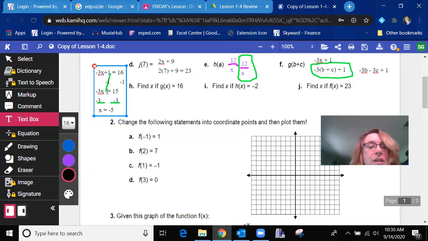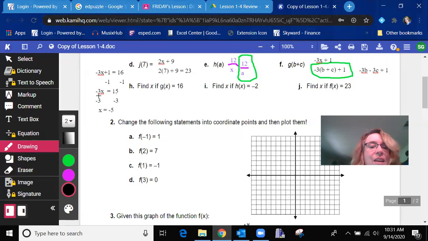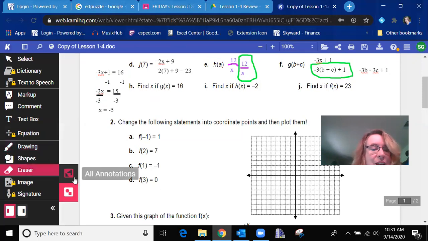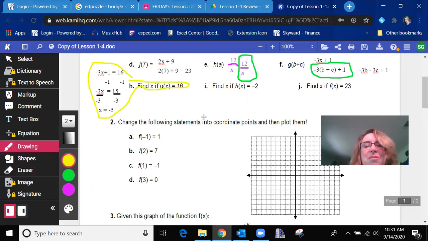Oh, now my lines. The first time I tried to erase and I used the top box, I erased everything. Yeah, that's why when I go to erase, I try to go to the bottom one, because this one will erase everything. Yeah.